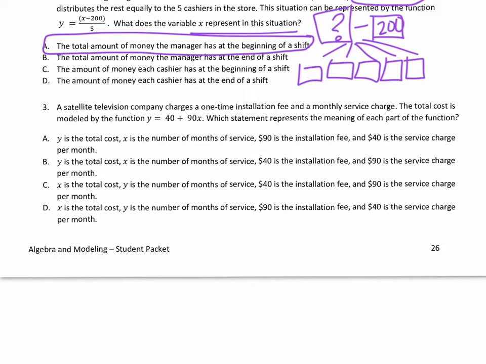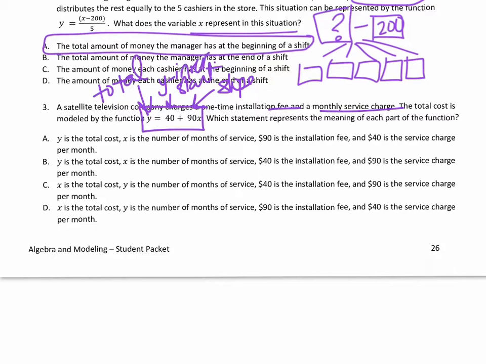Okay, so satellite TV company charges a fee and a monthly service charge, and the total cost is modeled right here. So which statement represents the part of each function? So if you remember, when you draw your graph of this equation, this right here would be my y-intercept, which is my start. This 90 would be my slope, so that is what it is increased by every day, and y is always your total.